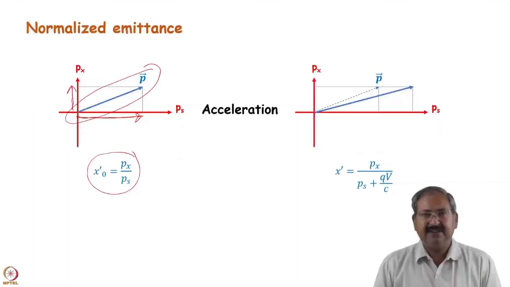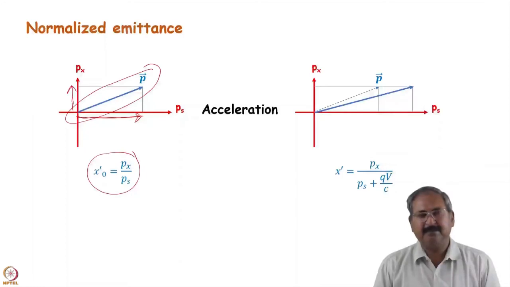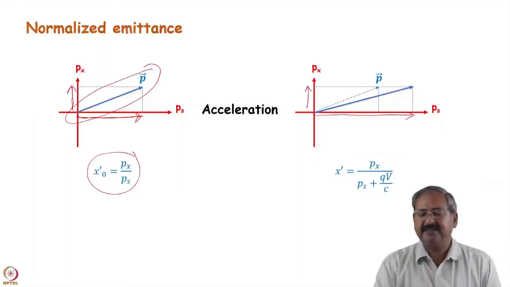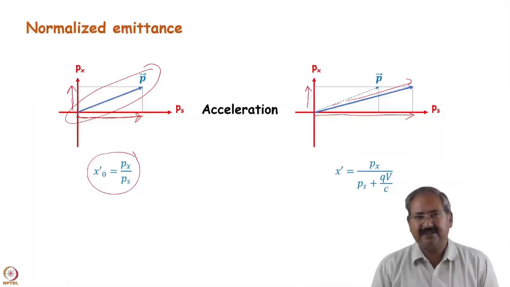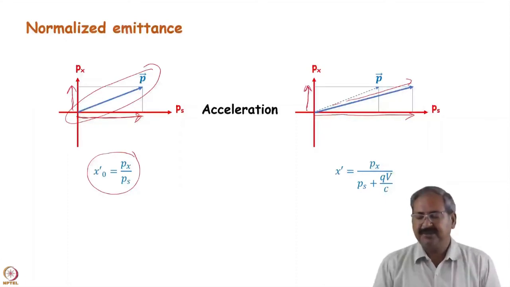Now, the electric field in the RF cavity is always in the direction of the orbit or path, meaning it increases the momentum in the direction of the propagating beam, that is Ps. So the Ps component has been increased while Px remains the same. And again, you can see the vector P has larger magnitude because energy has been gained through the RF cavity, but Px remains the same.